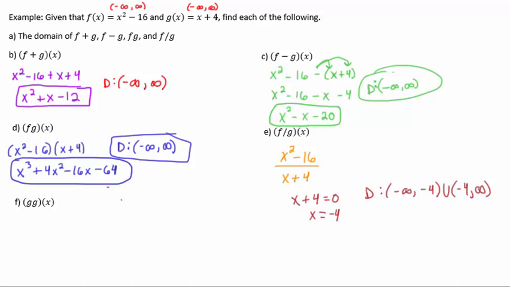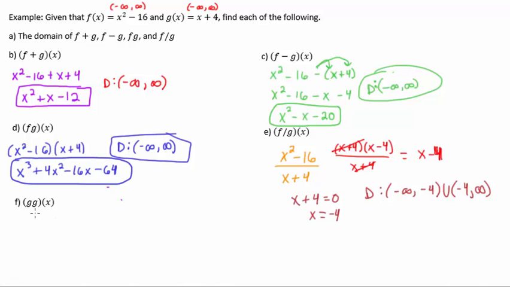Now we can simplify this as long as we keep in mind what our domain is. If we simplify this, then we have to factor the top into x plus 4, x minus 4, and then we can see the x plus 4's cancel out, leaving us with x minus 4. So f divided by g is the line x minus 4 where there is a hole at negative 4.